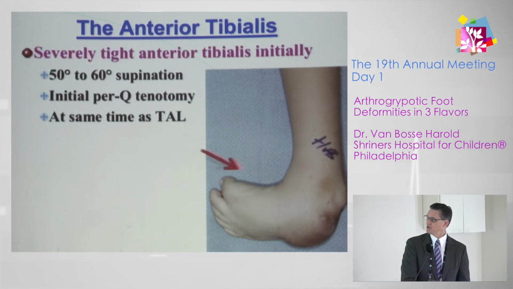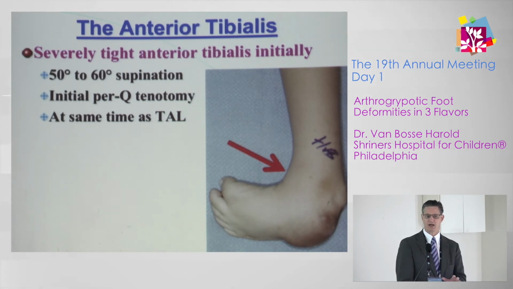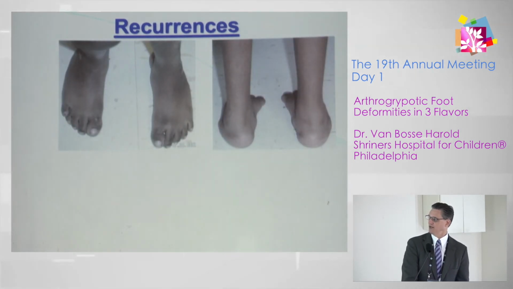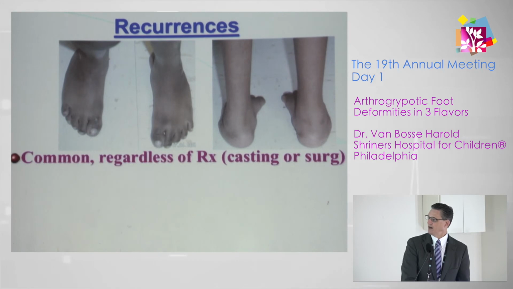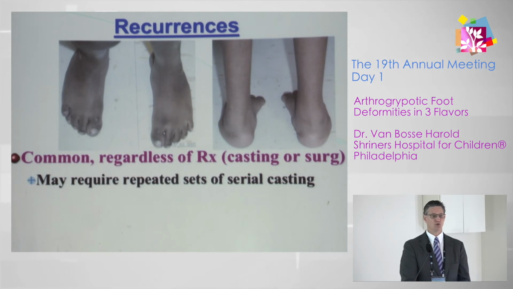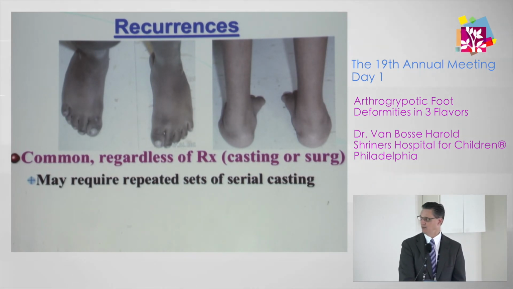A quick word about the anterior tibialis. There's the occasional case where you'll find that the foot is not correcting out because it remains in supination. And sometimes what you need to do is a little percutaneous tenotomy across the anterior tibialis there. In terms of recurrence, it's very common, regardless of how you treat it. If you treat it with casting, if you treat it with surgery, recurrences are common. The important thing to realize is if you do casting, you can cast them again. In fact, if you get recurrence after surgery, you can cast them. But not to say, I've got a recurrence, it's now time to do surgery.